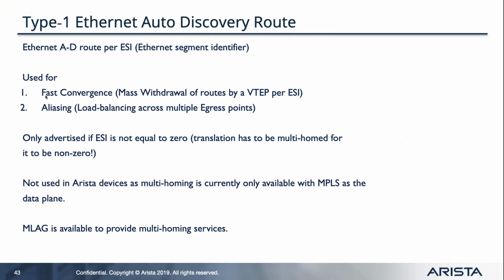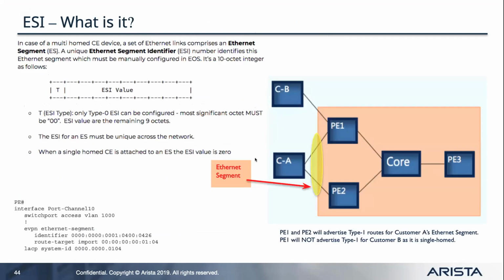Type 1, there are 2 main functionalities or uses, for 2 reasons, right? One is fast convergence. So we will discuss what this fast convergence is, and another is aliasing, load balancing across multiple egress points, right? So let's discuss what both of these are, right? How we achieve this. Guys, feel free to stop me, right, if you have any question around this. I might be going fast as it is a refresher.